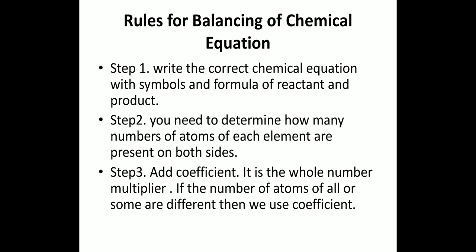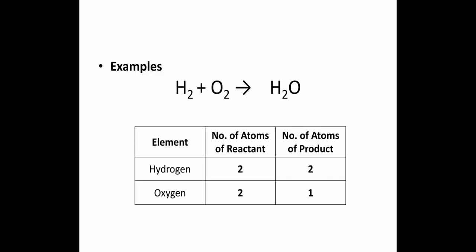There are some rules for balancing a chemical equation. Step 1: Write the correct chemical equation with the symbol and formula of each reactant and product. It is necessary that we know the correct symbol and formula of the reacting substances. Step 2: You need to determine how many atoms of each element are present on both sides. Once you know that, then we balance it. Add coefficients. Coefficients are basically whole numbers that we use to balance a chemical equation.